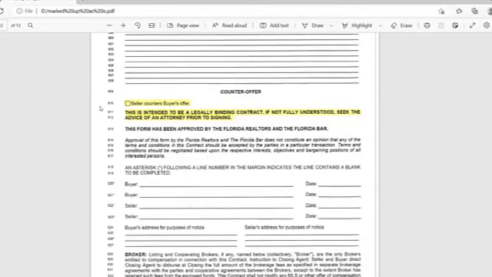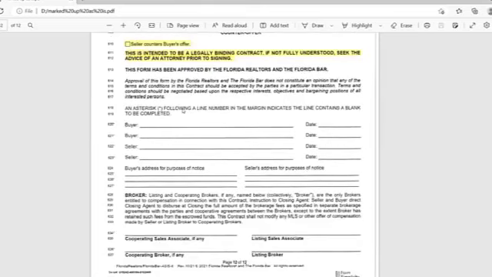And then we have the box where you can check the seller counters the buyer's offer. This is intended to be a legally binding contract. If not fully understood, seek the advice of an attorney. Okay, so everyone can sign and initial this contract, and we can check this box and attach the counteroffer form. That's one way to do it. We can just call and have a conversation, mark up the contract, or write what we call a clean contract, and have everybody sign that. So there's more than one way to do it. Talk to your broker. It's really at their discretion how they want you to proceed.